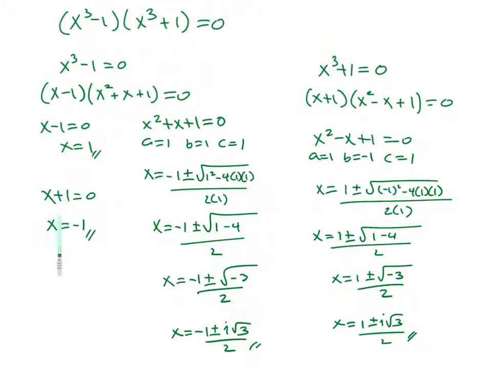And I have 1, 2, 3, and 4, 5, and 6 zeros. And that's it for this lesson.